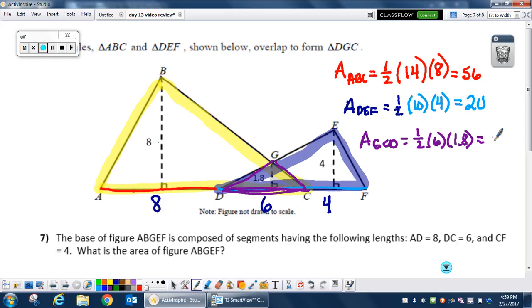5.4. Okay, so what you do here, remember this is going to be extra credit. You're going to add the first triangle plus the second triangle, and then you're going to take out the overlap because you have accounted for that already, and you get, oopsies, 70.6. Okay, so remember this will be an extra credit question on your test.